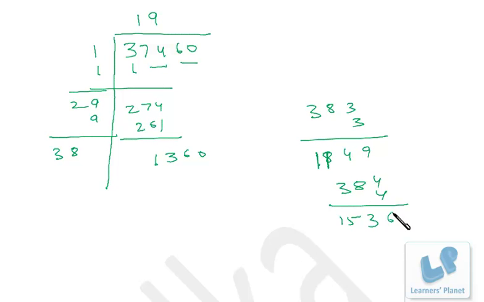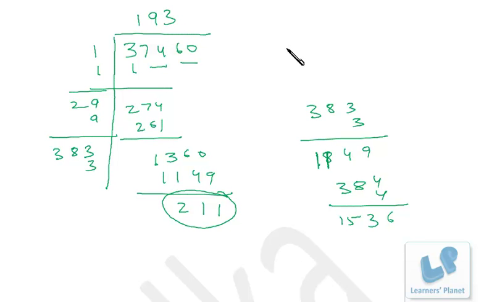So 384 into 4 is bigger than this, so we'll be taking 383 into 3, right? So it's 1149. 10 minus 9 1, 6 minus 5 1, and 3 minus 1 2. So either we have to deduct 211, 211 is the remainder, or we have to find out the square number next to it, that means 194. So 194 square we have to find out.